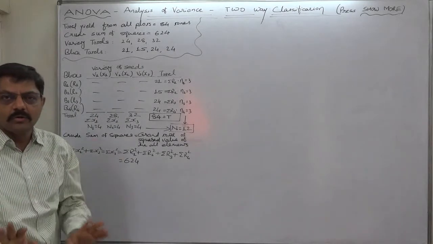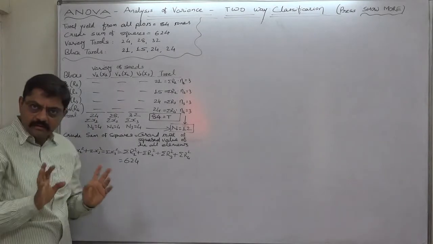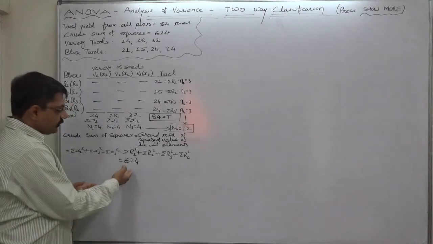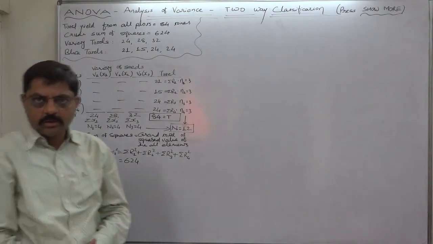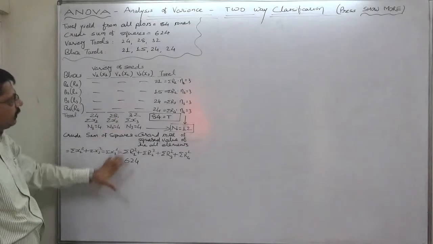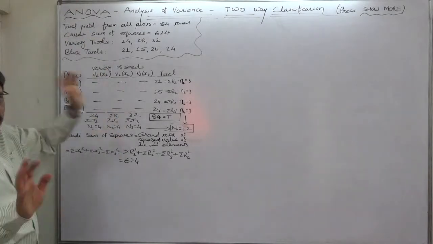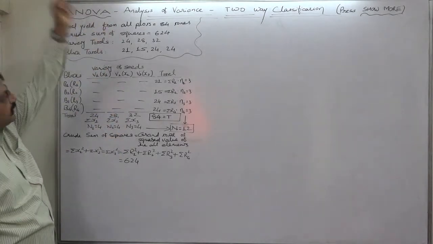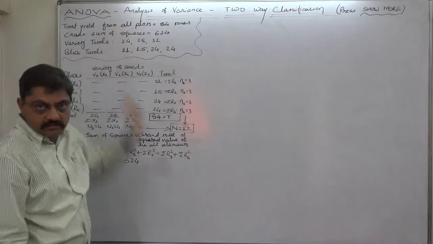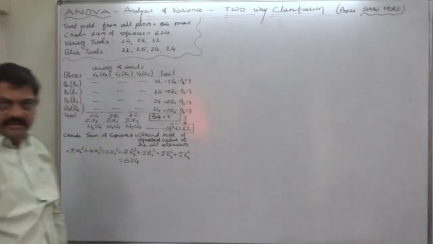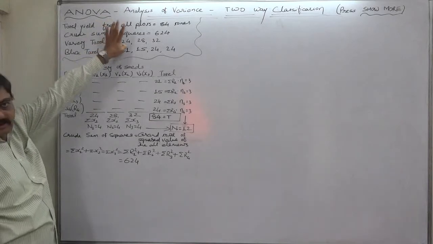Ultimately, we need not prepare the second table. The result of the second table is already available. So without preparing these two tables, the paper setter or the examiner has given everything readily available. But the risk factor is to interpret these correctly.